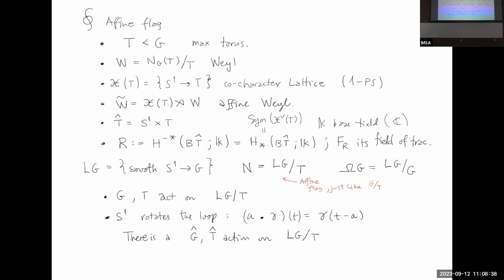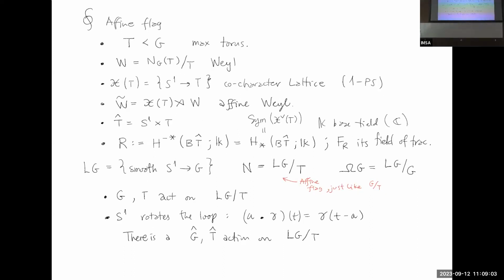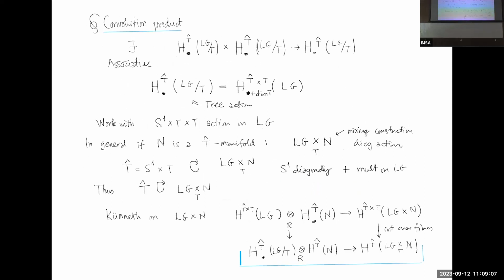So there's one action on the loop group by rotations with the negative sign, so the backwards type of rotation, at least for now. As I was saying before, there is a G-hat and T-hat action on the affine flag, which is defined as LG mod T. And you should be thinking about this affine flag as an affine analogue of the usual flag.